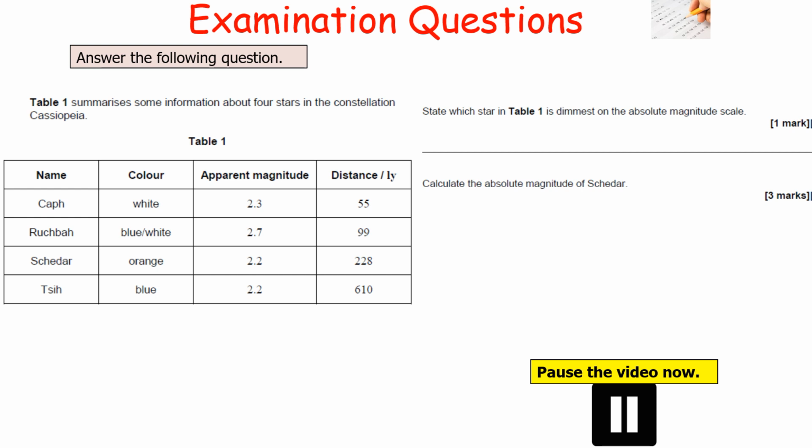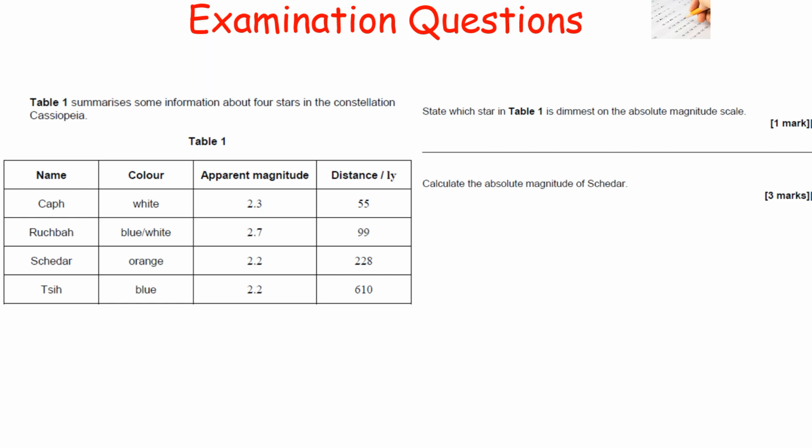Right, so to work out how absolute magnitude works, the idea is that the lower the value of absolute magnitude, the brighter the star. So what you would have to do is look on here at the apparent magnitudes and at the distances of each one. Now they've all got very similar apparent magnitudes, but the distance is a lot different between them.